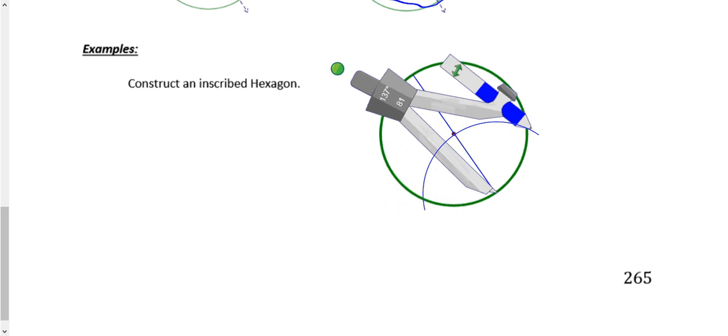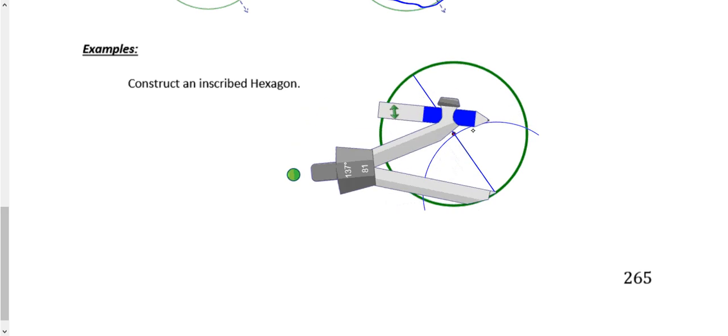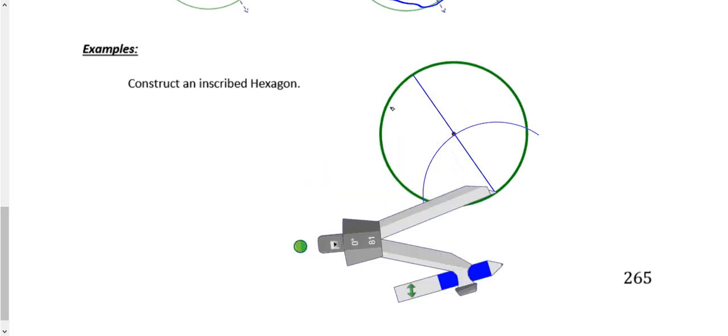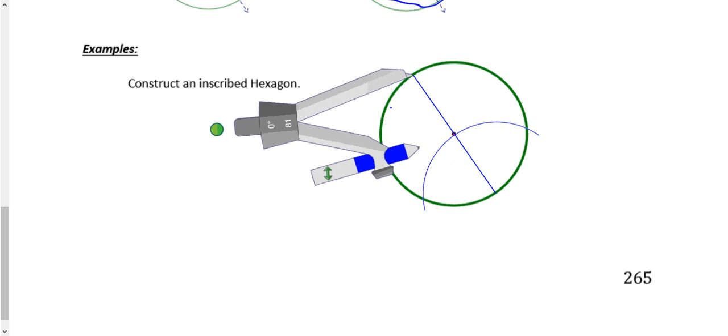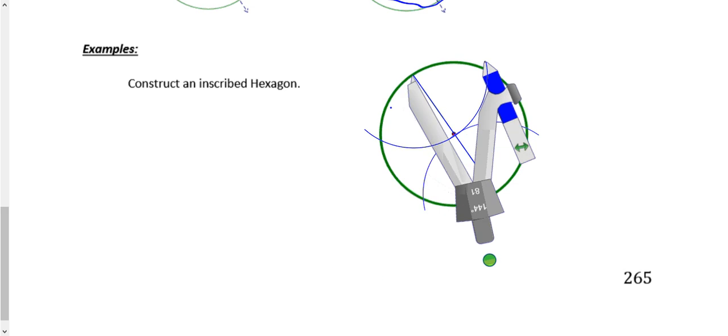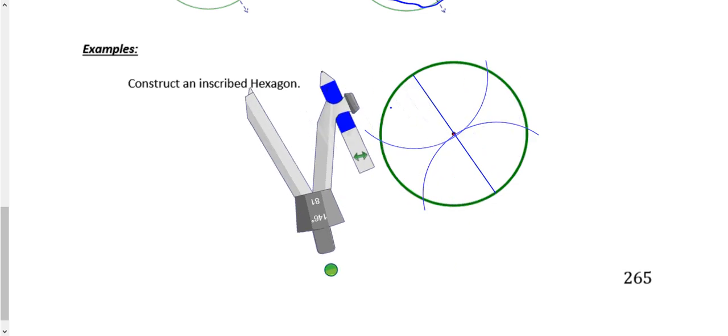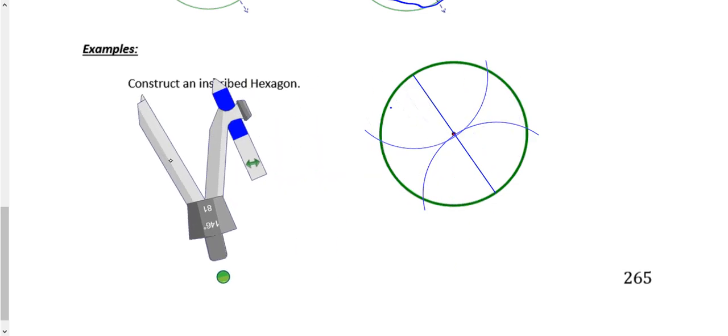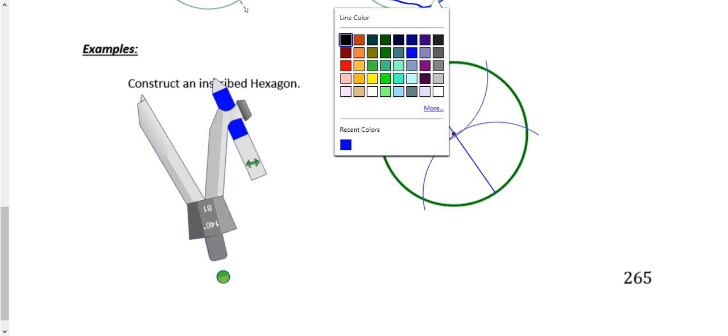So I get that arc, and now I'm going to come up to the other end of the thing here. Get this other arc, and hopefully that's not too bad. Well, I got a little overlapping gap, right, but it's hard because the pixels are not lining up right. And now I just take my straight edge and connect those dots.